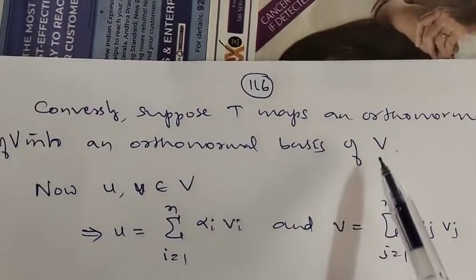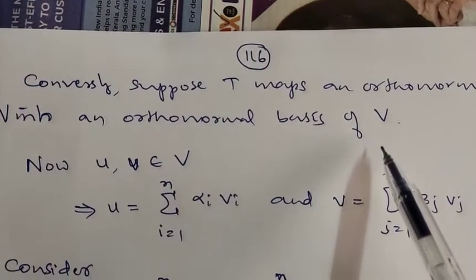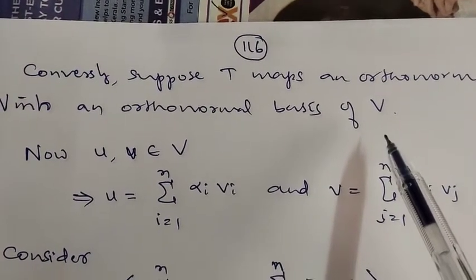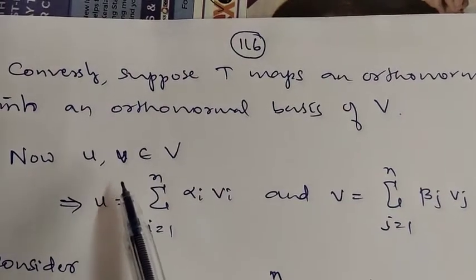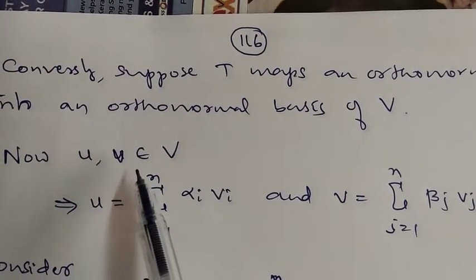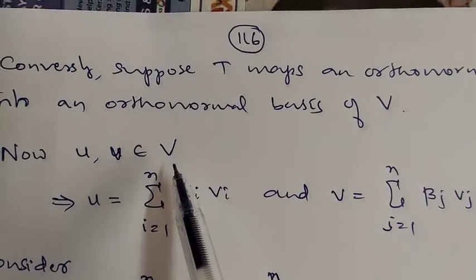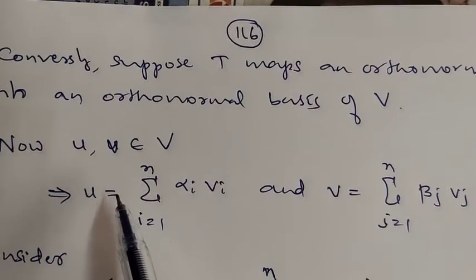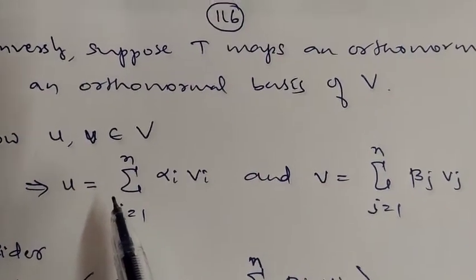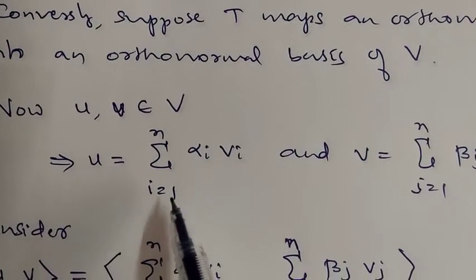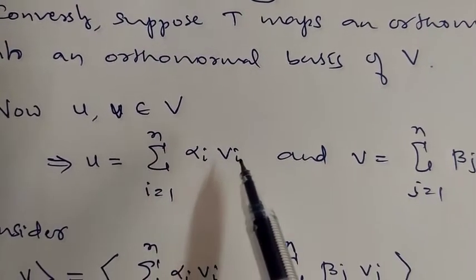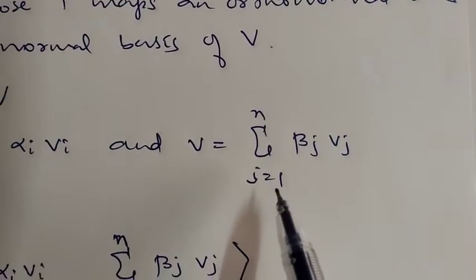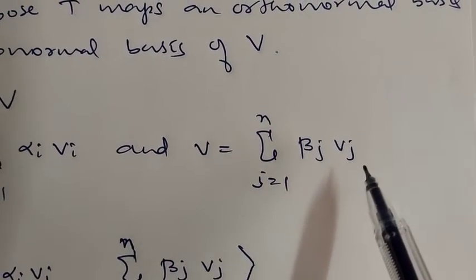Conversely, you assume that T maps an orthonormal basis of V into an orthonormal basis of V. We will show T is unitary. Now you consider any two vectors, say u and v, of V. Now, as v1, v2, etc., vn is a basis, each of the vectors can be written as a linear combination of basis elements. Accordingly, u can be written as summation i equal to 1 to n alpha i vi, and v can be written as summation j equal to 1 to n beta j vj.